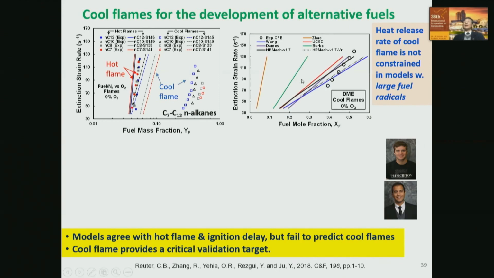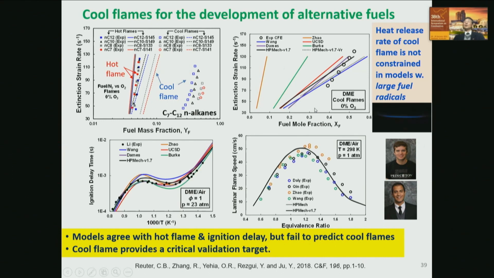And even for dimethyl ether, a well-studied mixture, you can see the model basically predicts several times higher than the experimental data. Although these models can predict reasonably well the ignition delay time and the flame speed, they do a very good job. Why can they not predict the cool flame speed?